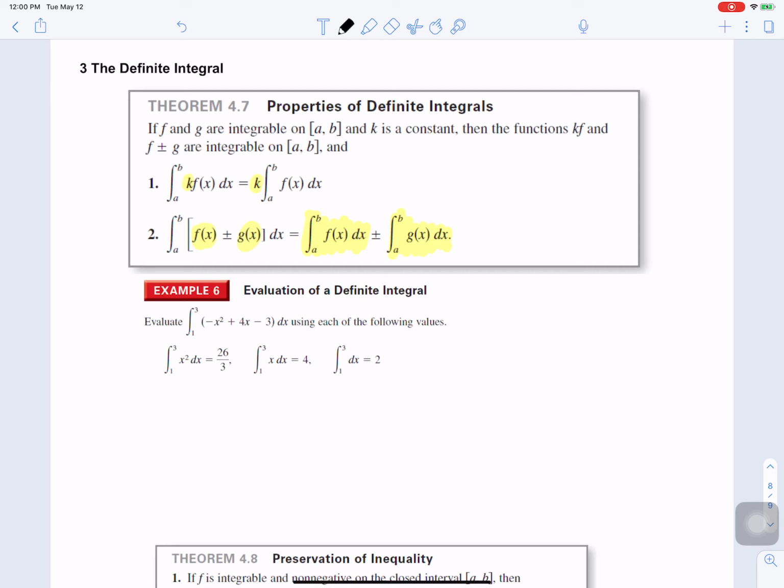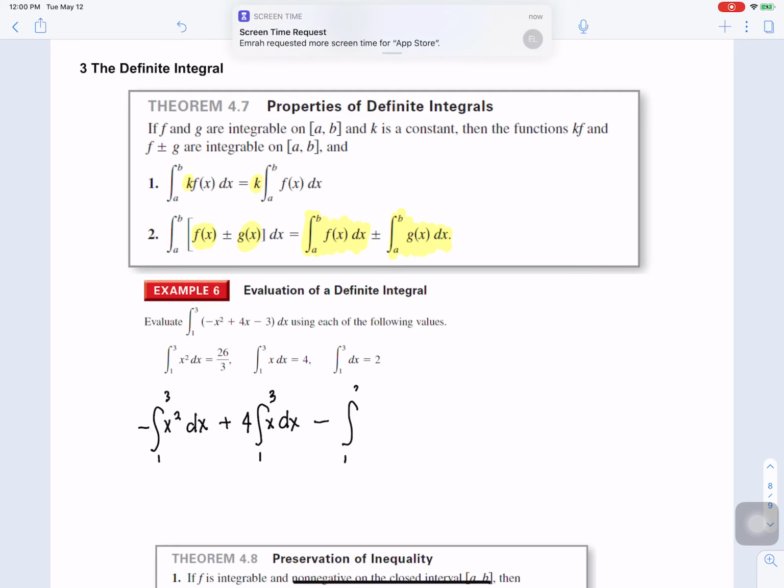If I'm doing the integral from 1 to 3 of minus x squared plus 4x minus 3, I can break it apart. The minus is a constant, x squared dx, plus I'm going to go from 1 to 3. The 4 is a constant, and then the x is part of the function, minus the integral from 1 to 3 of dx. And the 3 is a constant, so I'm just going to pull it out.